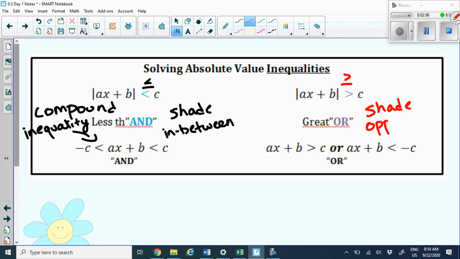And the reason we shade in opposite directions is because with the or, we really only have to satisfy one. Any number that we plug into our absolute value inequality only needs to satisfy one of the inequalities. While with the and problems, when we plug in a number for x, it has to satisfy both conditions, okay? We're going to go ahead and try a problem here.